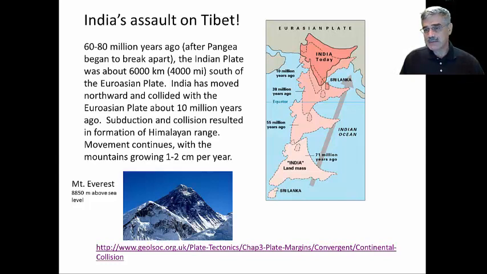The Himalaya mountains continue to grow today at a rate of about 1 to 2 centimeters per year. So they're getting higher and higher. I'm going to show you now a simulation taken from the United Kingdom's Geological Society, a simulation of this assault of India on Tibet and the resulting formation of the Himalayan mountains.